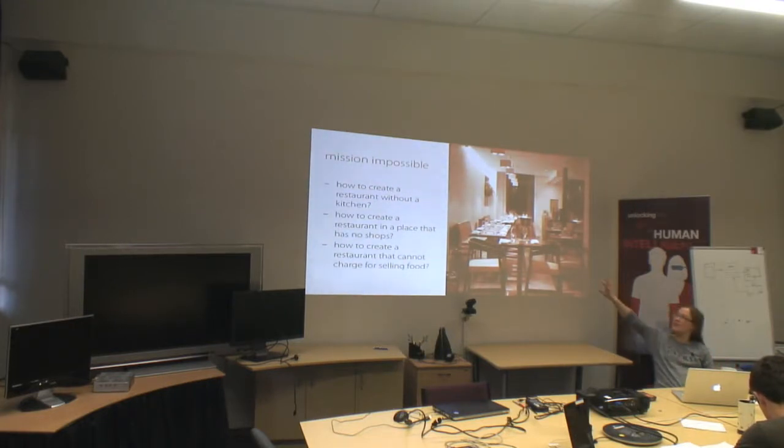No, just one idea for the first, one idea for the second, and one idea for the third. So 3 ideas, thinking of 3 different concepts of the restaurant. The first one has no kitchen, the other has no shops around. You can't buy food there, and also no one comes because of shopping to your place. And the third one is that you cannot charge for selling food. Usually you cannot charge for selling drinks, right? So it's the other way. Or you cannot sell drinks.